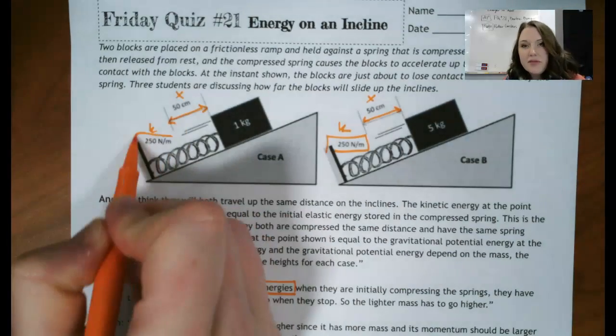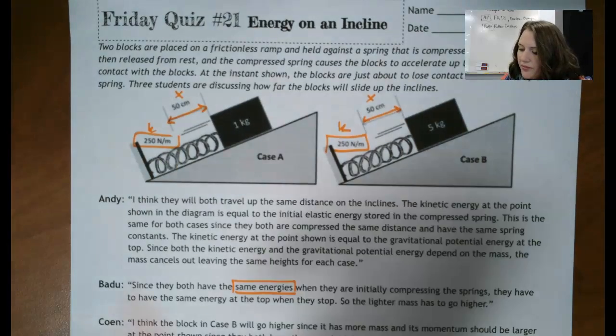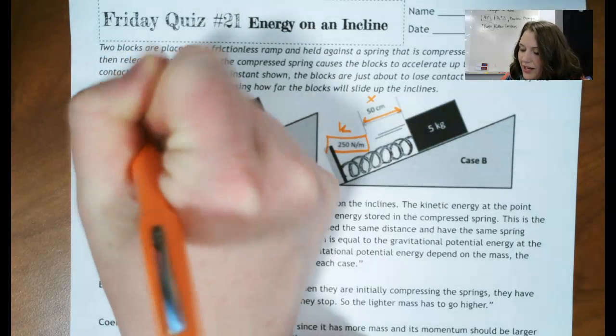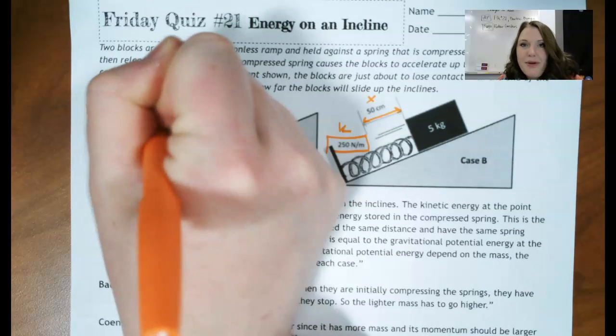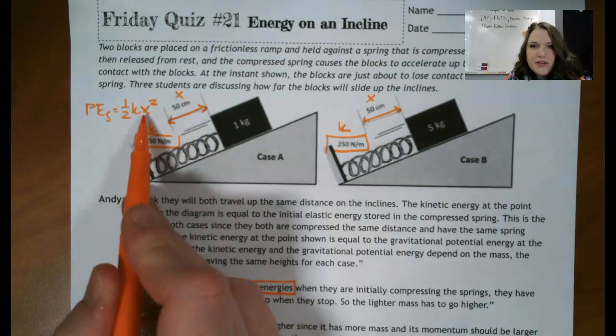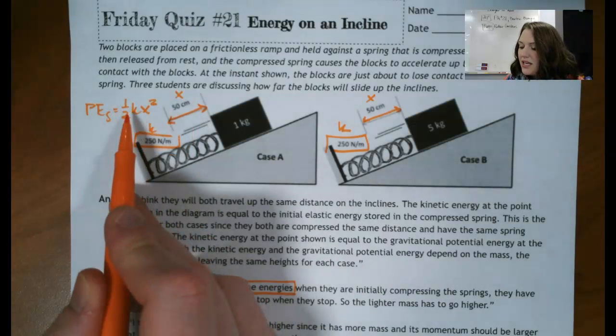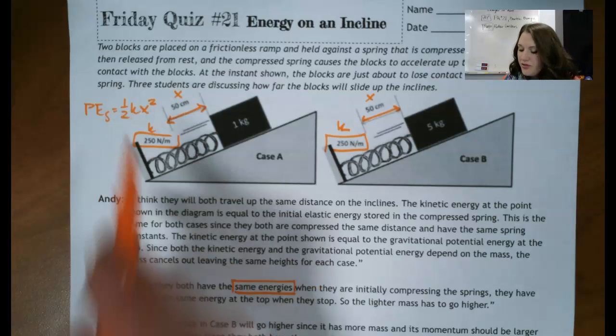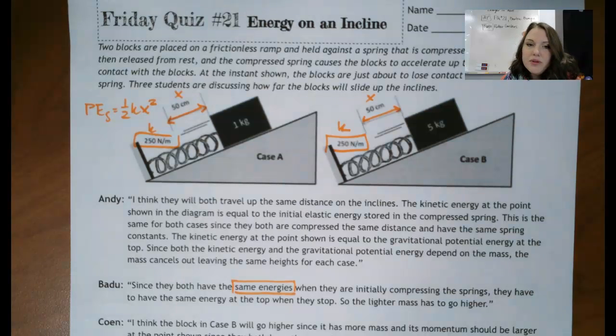If I think about the elastic potential energy that these are being given at the bottom, the equation for elastic potential energy has nothing to do with the mass of the object. It's about the spring. What are you doing to the spring? What happens after that may depend on the mass, okay? So in terms of what energy they're starting with, because they're being compressed the same, because they have the same spring constant, they have the same initial energy because it's all elastic potential energy. So what else does Badu say here?